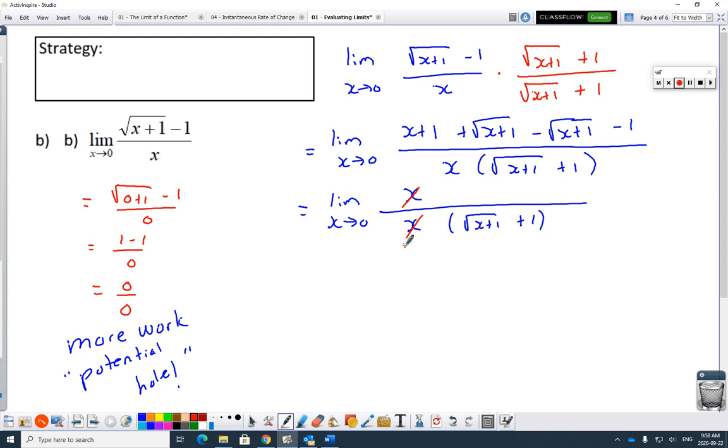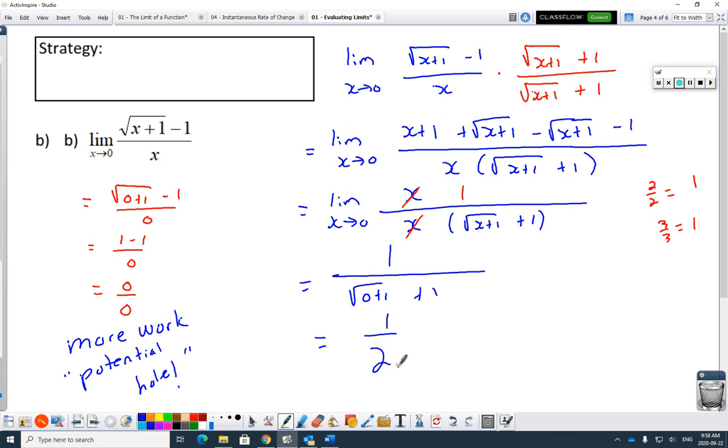By the way, what's 2 divided by 2? 1. What's 3 divided by 3? 1. X divided by x is 1. So when you cancel those out, we usually just stroke them out because we don't care about them anymore. But if there's nothing left, there's not nothing left. There's 1 left. You're dividing things out. Now we can sub in 1 over root 0 plus 1 equals 1 over root 1 is 1 plus 1 is 2.